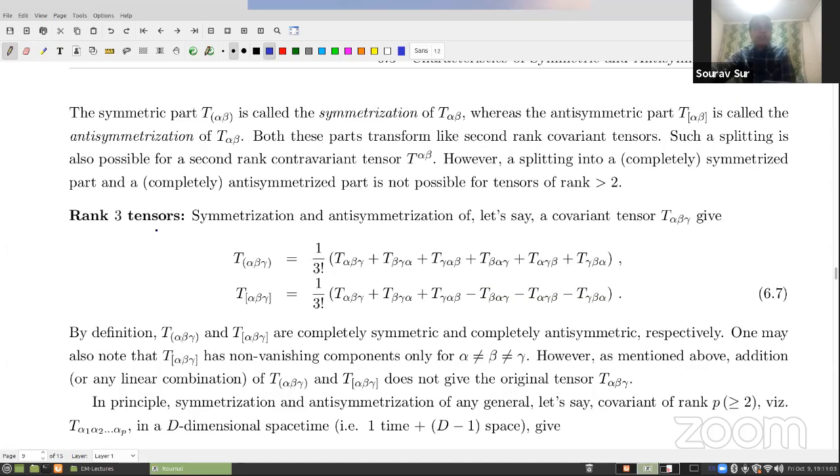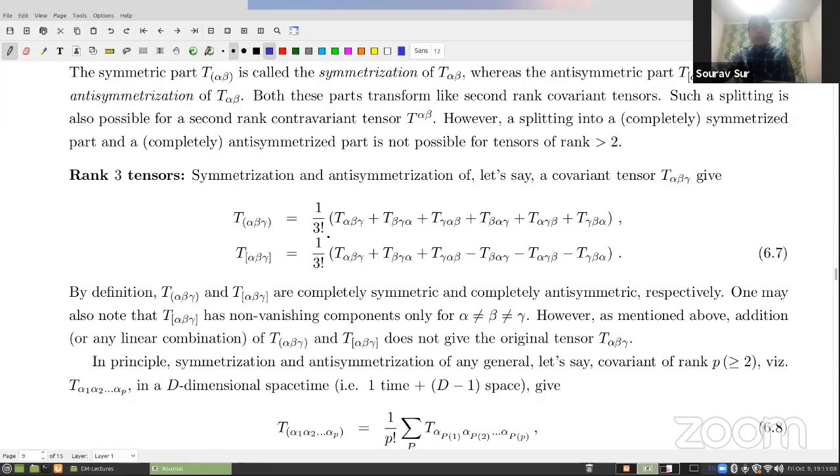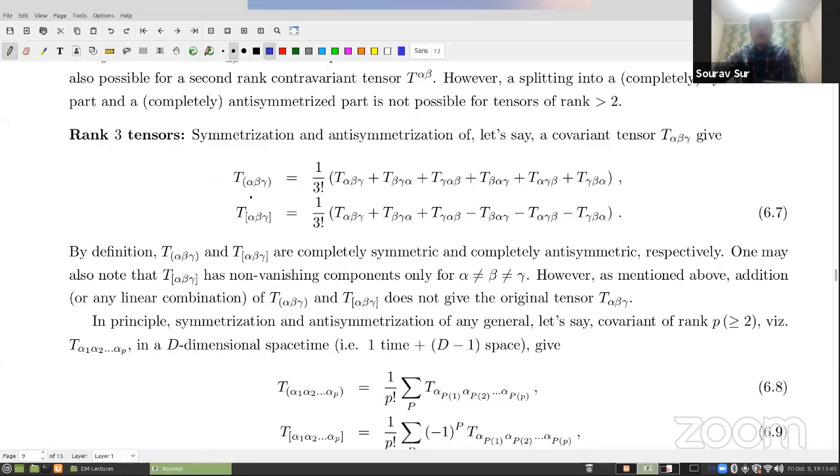For rank 3 tensors, for example, the total symmetrization means this whole sum. You take the cyclic permutations of these indices, alpha, beta, gamma, then beta, gamma, alpha. So 1, 2, 3, 2, 3, 1, 3, 1, 2, all of them. And then the anticyclic, that is 2, 1, 3, then 1, 3, 2, and so on. When you take this full sum, and there are 6 terms, so you have to divide by 6, then what you land up with is a totally symmetric tensor. Completely symmetric means, if you interchange any pair of indices, the tensor will remain the same.